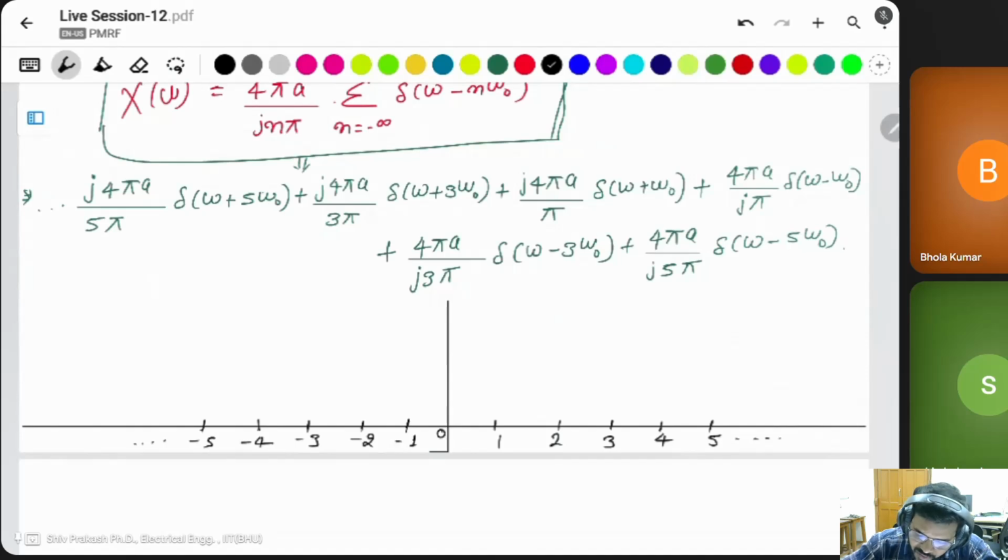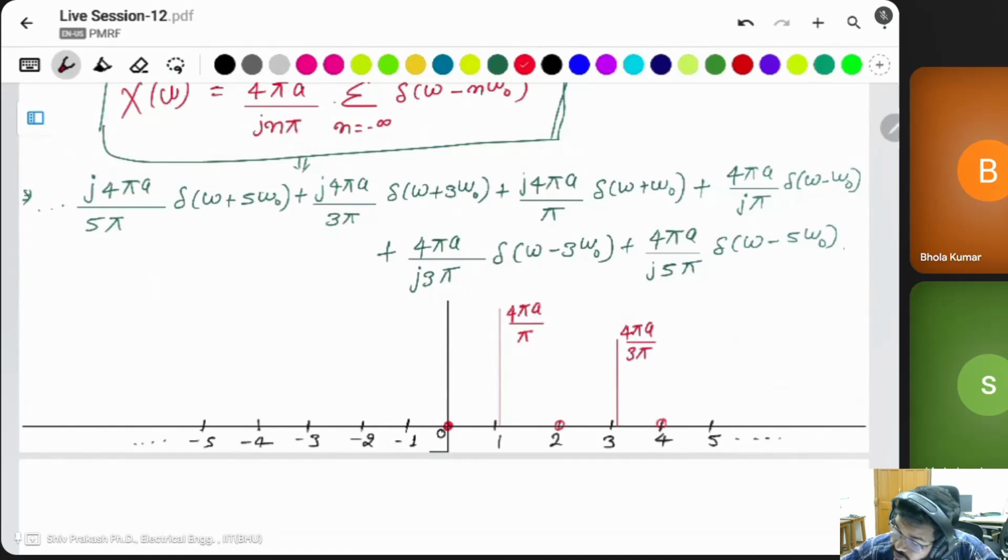Now what is the value at 0? At 0 the value is 0. At 1, the magnitude of this one is the same thing; j will cancel out in my magnitude function, so this will be 4 pi a divided by a pi at 1. 4 pi a divided by a pi is 4a only. At 2 it is 0. At 3, it will be 4 pi a divided by a 3 pi.